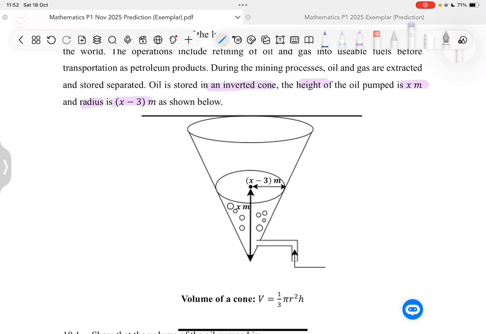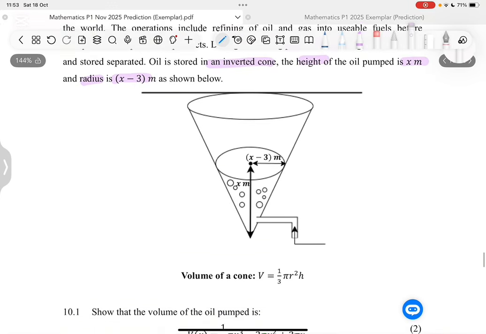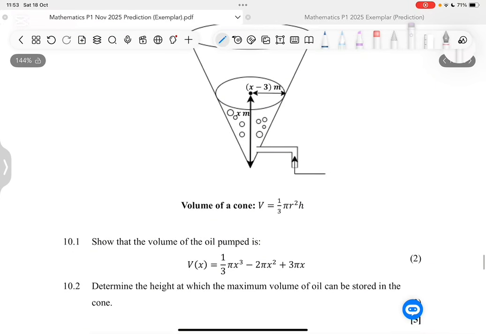Now, they further say here that the volume of a cone is given by that formula. I think you know this formula, or if you don't know it, then at least you are given it in this question. Now, they say here, show that the volume of the oil pumped is given by this formula. When you look at this formula, it's very interesting because we see here that the volume of the oil, meaning the volume that we have at this height of the oil and the radius there, actually depends on x. It varies as x changes.